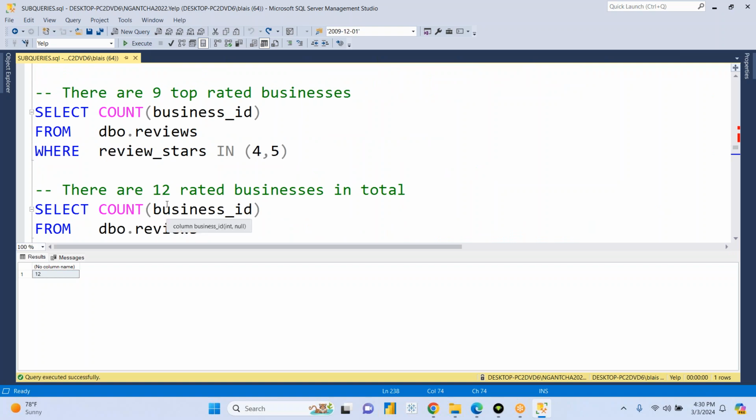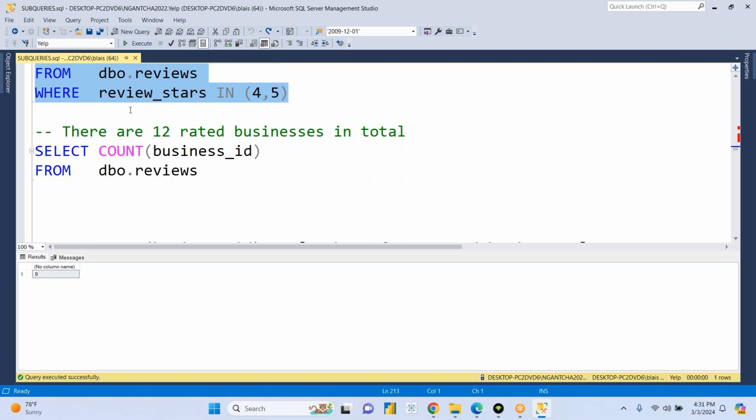So there are 2 parts to this. Our goal is to take 9 and divide by 12. The 9 part is what you get right here. There are 9 top-rated businesses. A top-rated business is any business that has a 4 or a 5-star review. This is it. 9 of them. How many businesses were reviewed in total in this particular analysis? There were 12. I have no condition on this. So I have to take 9 divided by 12, multiplied by 100.